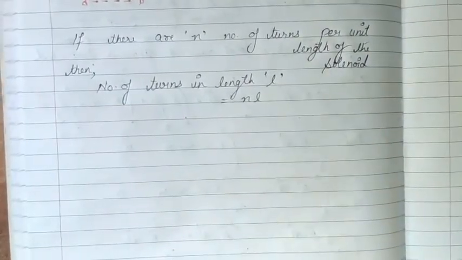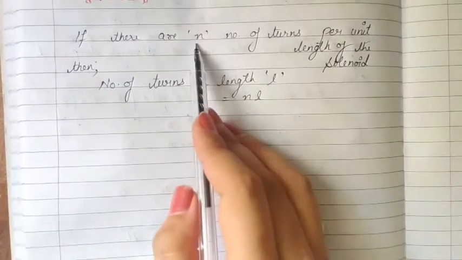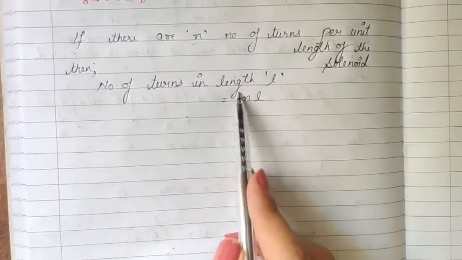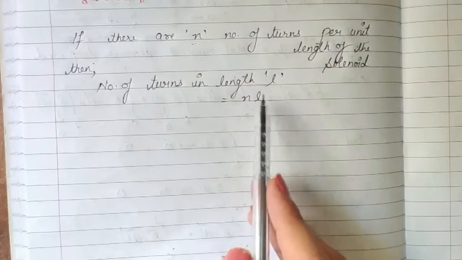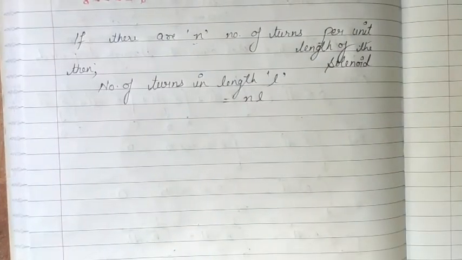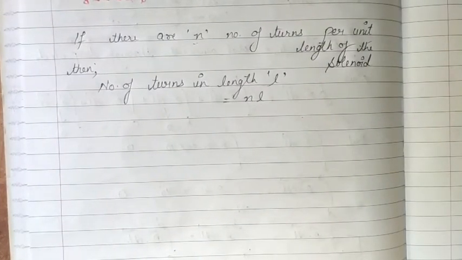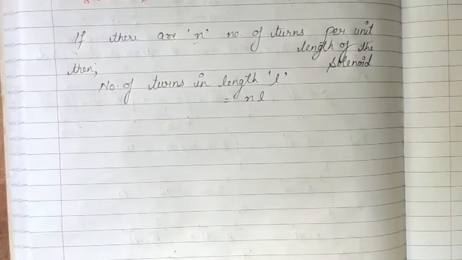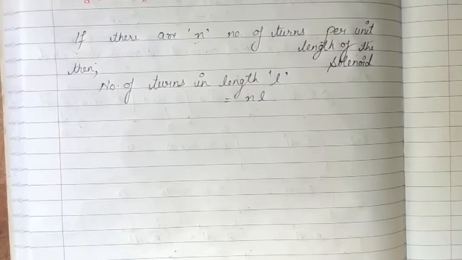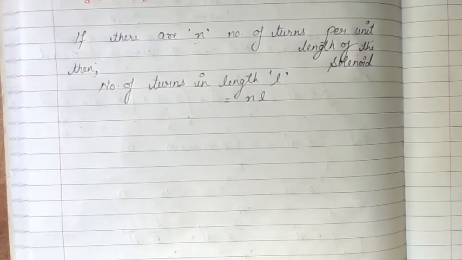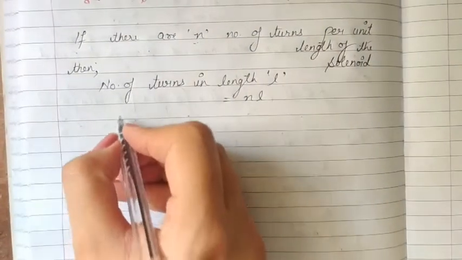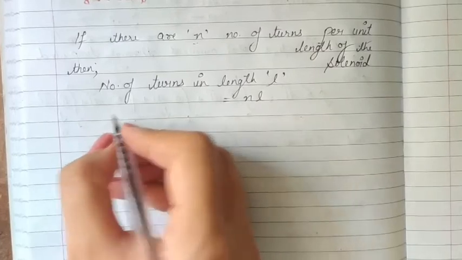So if we consider that there are n number of turns in unit length, and in the loop we have L length, then in the loop we get nL number of turns. So the current I of the solenoid which is flowing across the loop ABCD actually becomes nL times, right? So the total current that is flowing through the loop ABCD is equal to the term nLI.